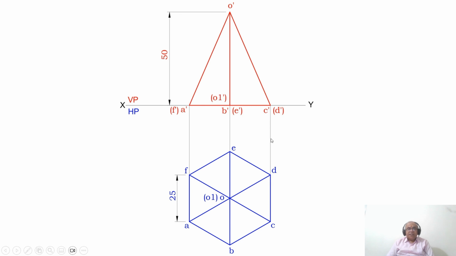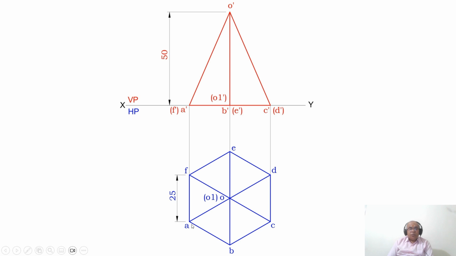Then similarly, draw a vertical projector from C and D to the XY line and mark that point as C dash visible and D dash invisible. Then, as we have joined O to A, O to B, O to C, O to D, O to E and O to F here, similarly you join them in the front view. As you look from the front view, ABC is near to the observer. Therefore, A dash, B dash, C dash are visible. D, E, F is away from the observer. So D dash is in bracket, E dash is in bracket and F dash is in bracket.